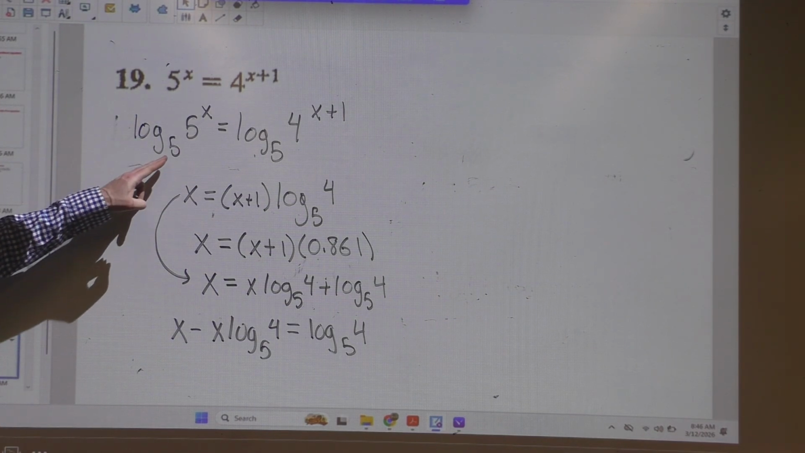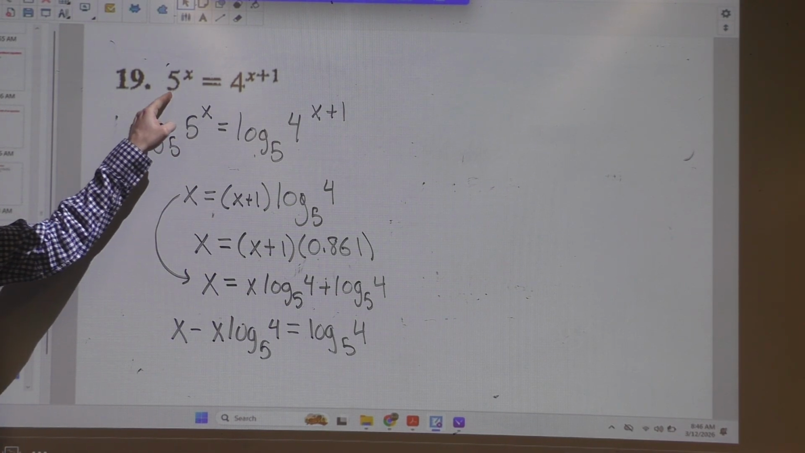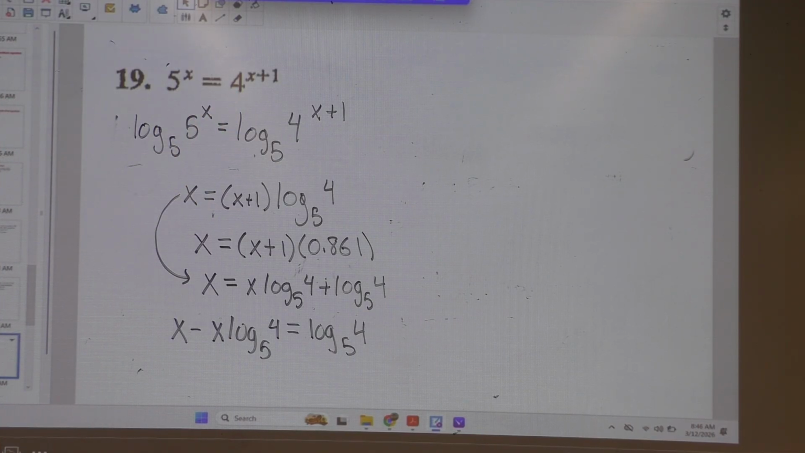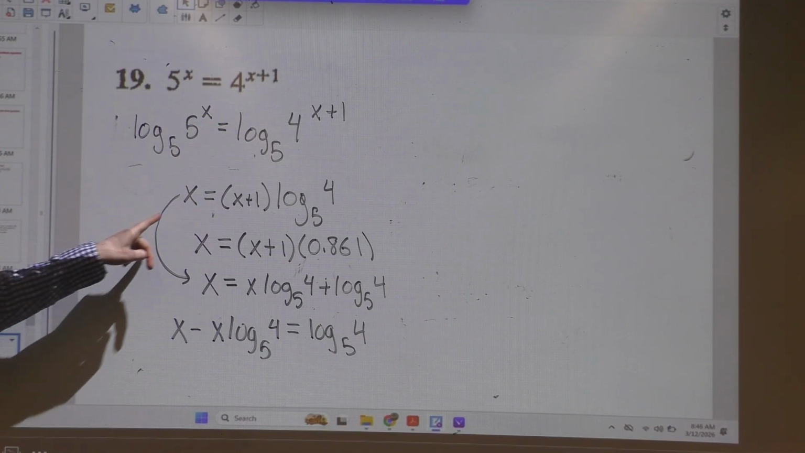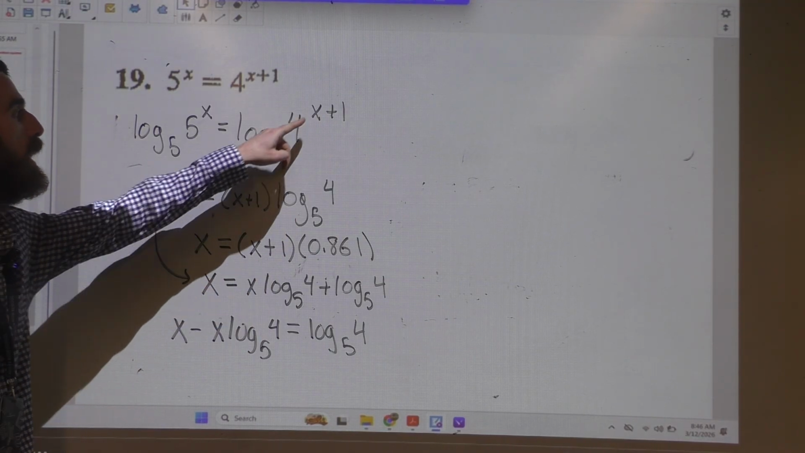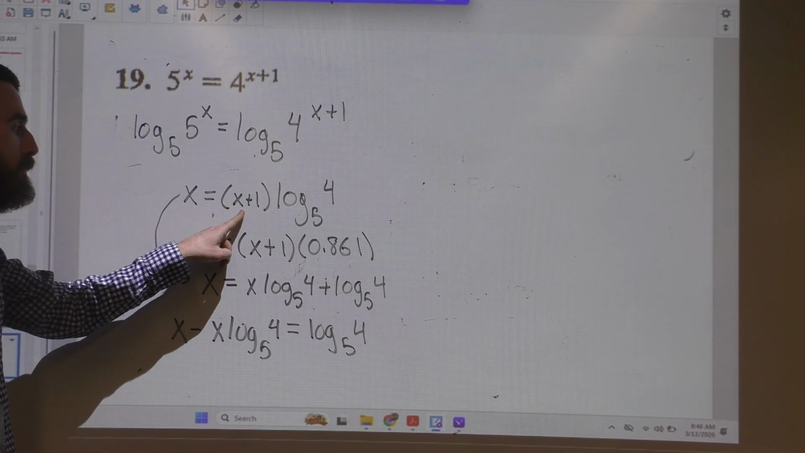Right, from the very beginning, I've taken the log base one of them. I could have done this with the 4, actually. It wouldn't have made a difference. I canceled out that base. And then, on the right side, I took this exponent and put it in front.